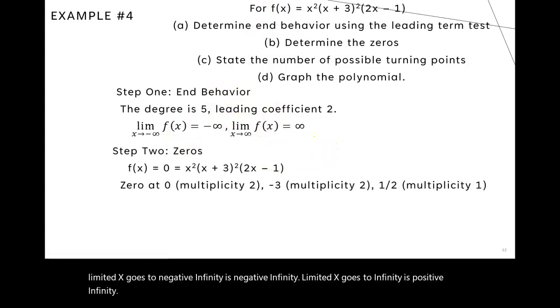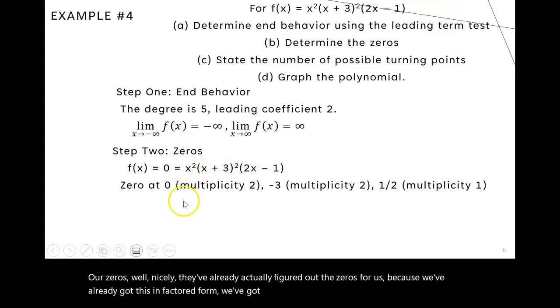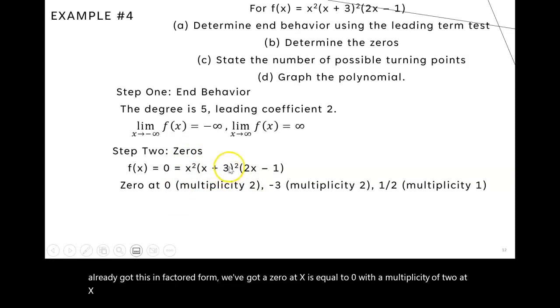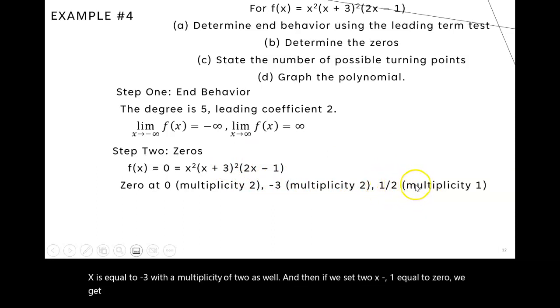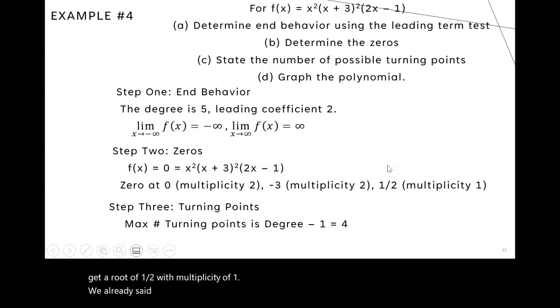Our zeros, well, nicely, they've already figured out the zeros for us because we've already got this in factored form. We've got a 0 at x equals 0 with a multiplicity of 2. At x equals negative 3 with a multiplicity of 2 as well. And then if we set 2x minus 1 equal to 0, we get a root of 1/2 with multiplicity of 1. We already said the degree is 5, so the maximum number of turning points is 4.